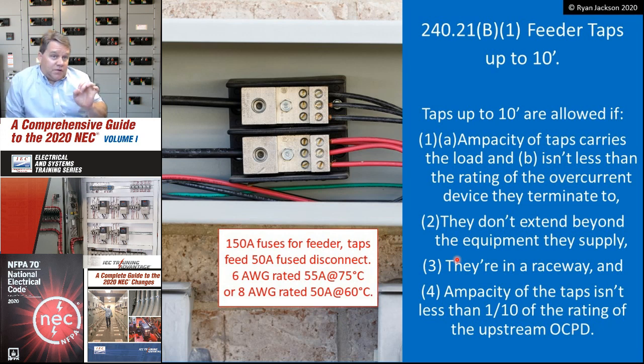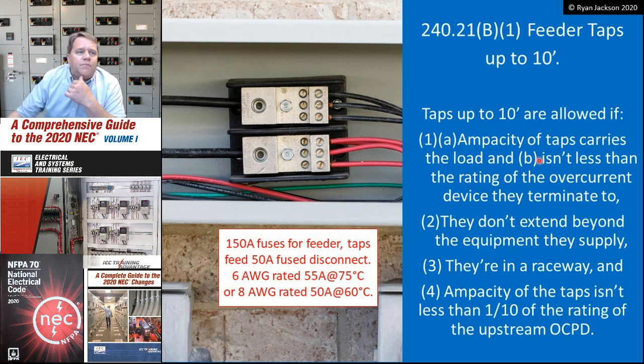Tap conductors up to 10 feet, and that's probably our most common tap conductor. These taps are allowed if, item 1A, the ampacity of the taps carries the load. Well, that's always required. Every wire has to carry the load. That's never an option. So complying with 1A is almost automatic. Your wires always have to be sized to carry the load. So that's simple enough.